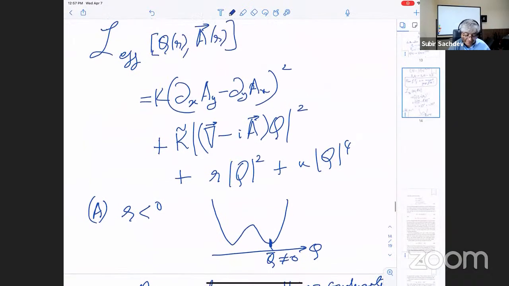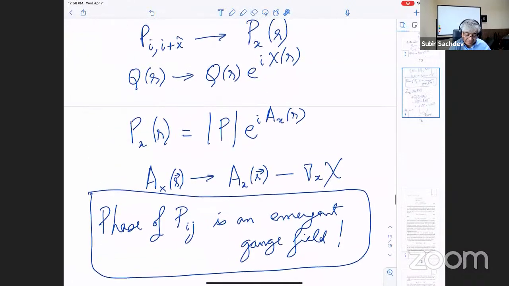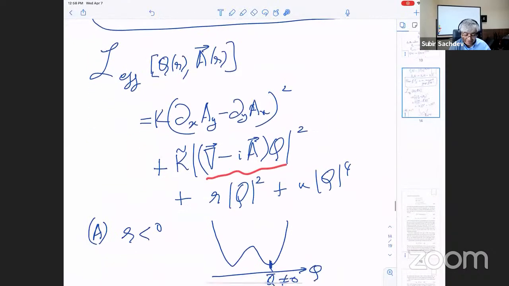Because if you just look at this action, this is exactly the action for a boson, which has charge 1 under this gauge field. And that's pretty much required by this gauge transformation. This goes like this, and this goes like this. Well, that's the only way you can get a gradient that's gauge invariant.